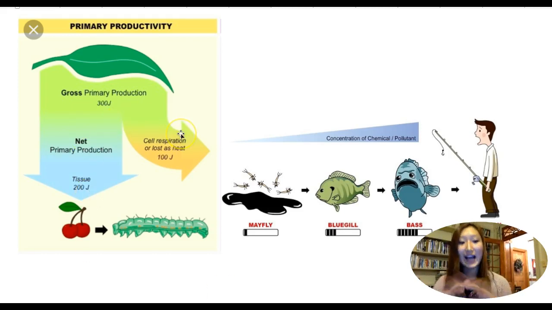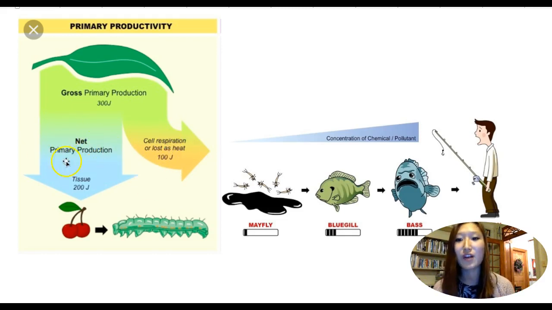So the entire amount of sugar that's produced during photosynthesis is called gross primary production. That's all the sugar that's produced during photosynthesis. What you see over here is that a lot of that sugar actually gets used by the plant itself. That's called cell respiration, right? We turn glucose into ATP so that cells can use it.